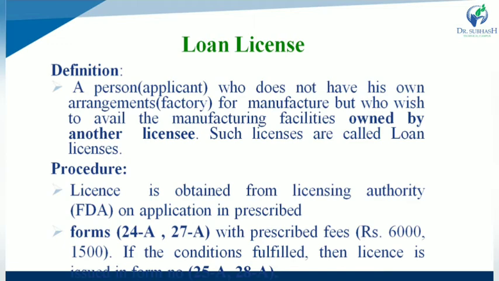So what is the procedure for loan license? First of all, the license is obtained from the licensing authority by filling form number 24A and 27A and paying a fee of around 6,000 and 1,500. And if the conditions are fulfilled, then the license is issued in form number 25A and 28A.